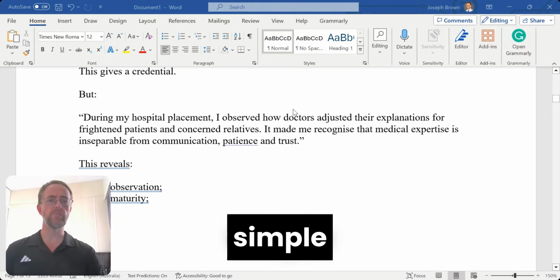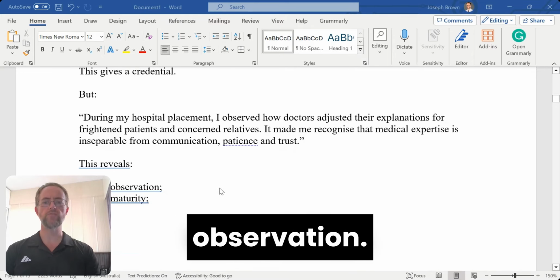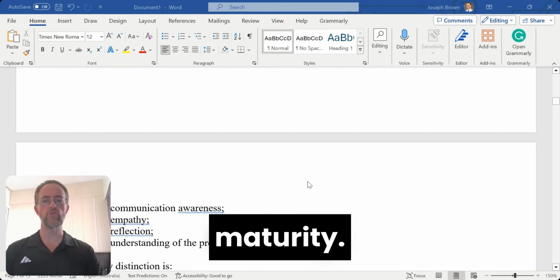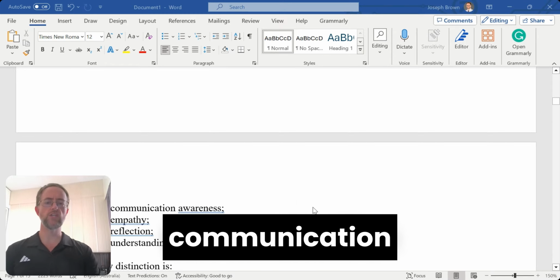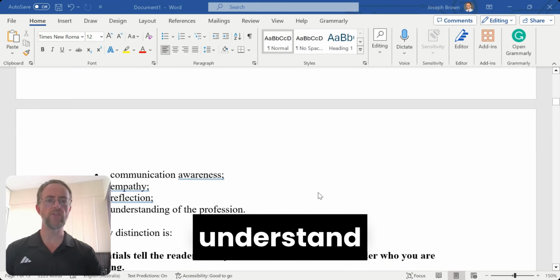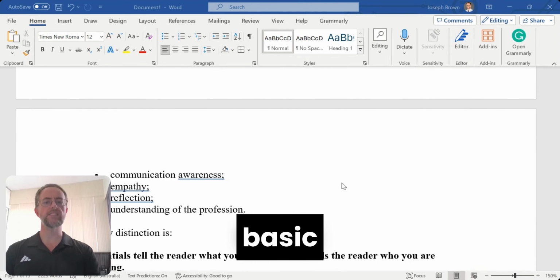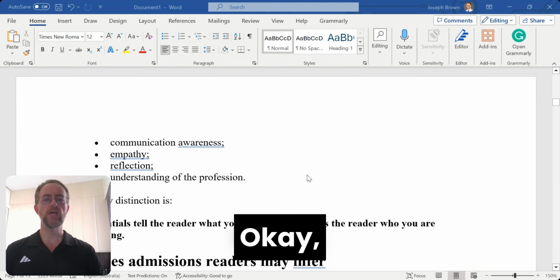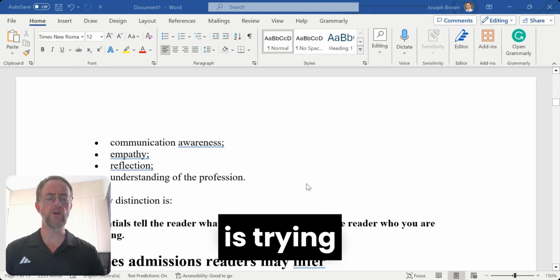In this very simple example, it shows that you've got observation. It shows that you have maturity. It shows that you've got communication awareness. You've got empathy. You can reflect, and you understand the profession beyond the basic subjects. Okay? So this is what the letter's trying to do.